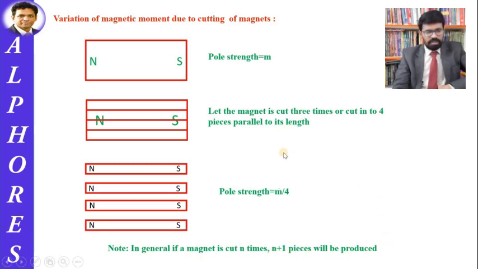Remember, children, while you will face problems based on this, you will face 2 different kinds of problems. He will say that a magnet is cut into 4 pieces, or a magnet is cut 4 times. If it is cut 4 times, you will have 4 plus 1, 5 pieces. If it is divided into 4 pieces, just take it as 4 only. Okay.